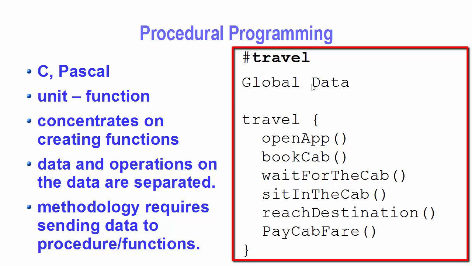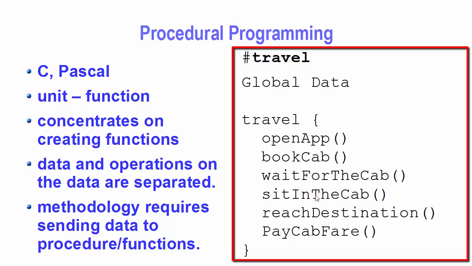Now after storing the data, we design an algorithm. So let's see what kind of algorithm we can develop in a procedural programming language for our cab booking service. This is a pseudocode which I have written. First of all, the passenger will open the app from which he can book a cab, and then he will book the cab, and once the cab is booked, he will wait for the cab. Once the cab arrives, he will sit in the cab, and then he will reach his or her destination, and at the end he will pay the fare of the cab.